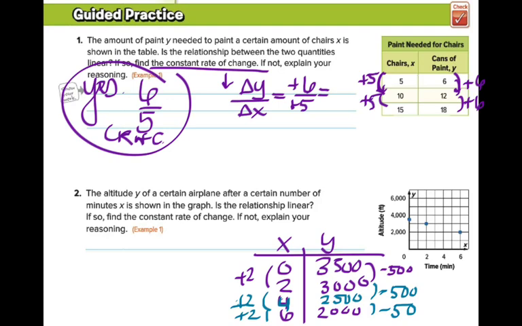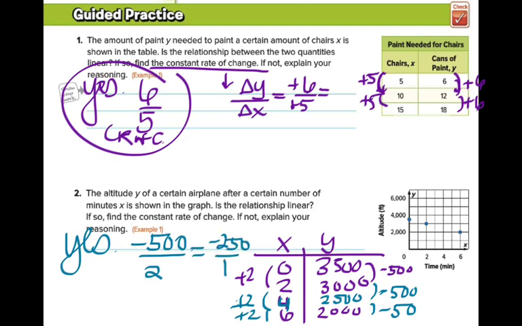Okay, put your numbers in a table. Yes, it is a linear relationship, and my constant rate of change is negative 500 over 2, or negative 250 over 1. Okay, trust the math.